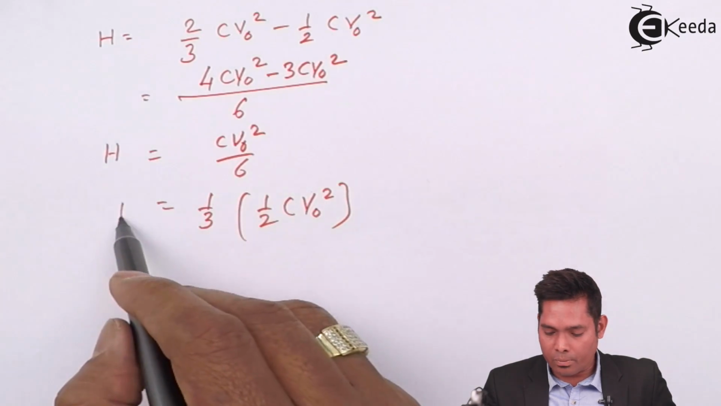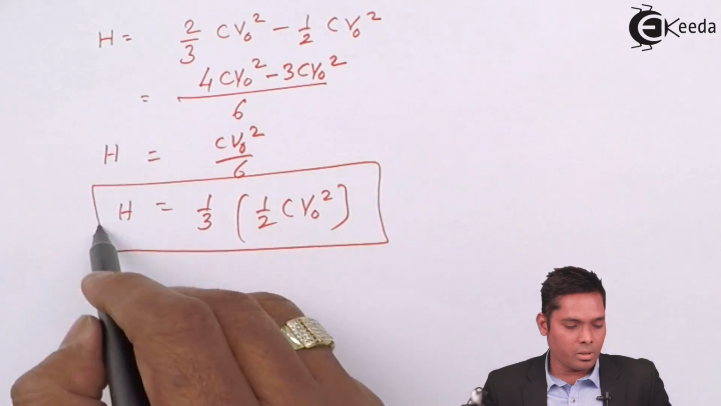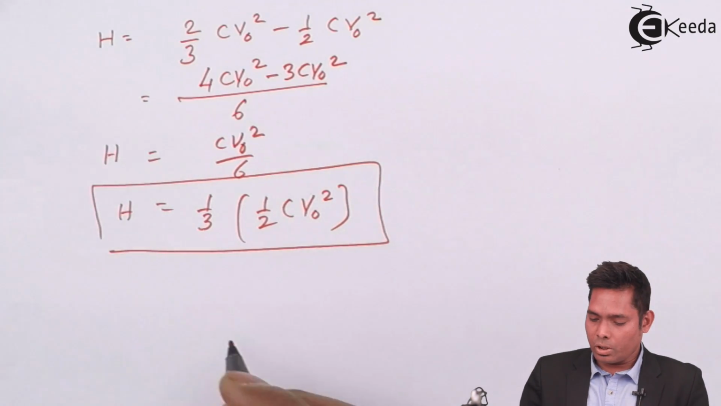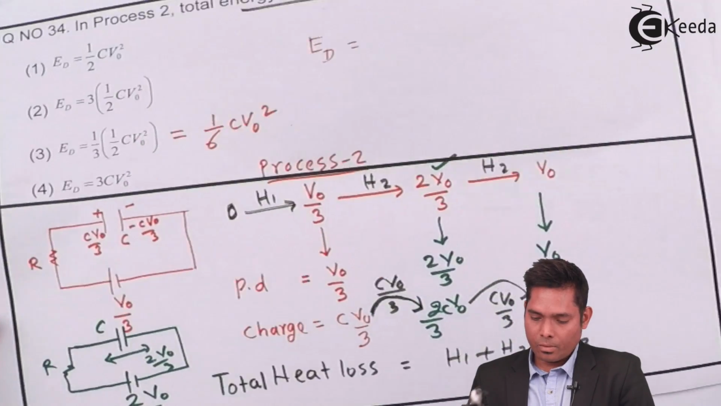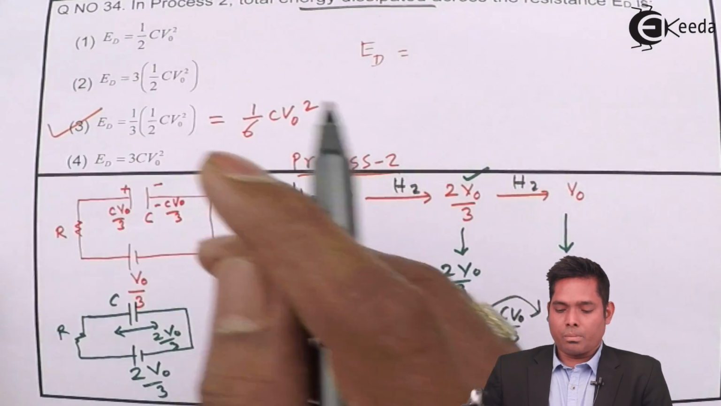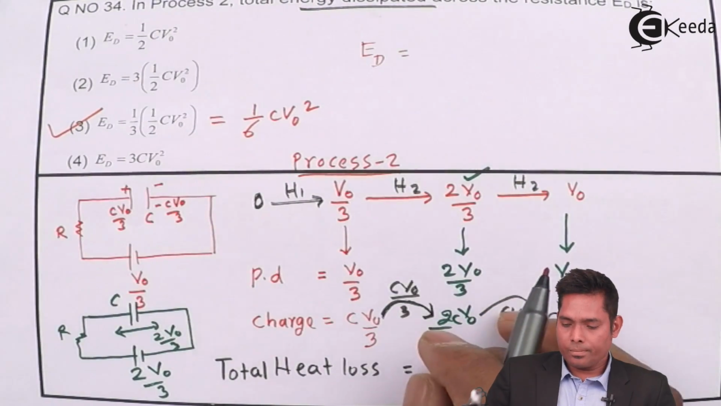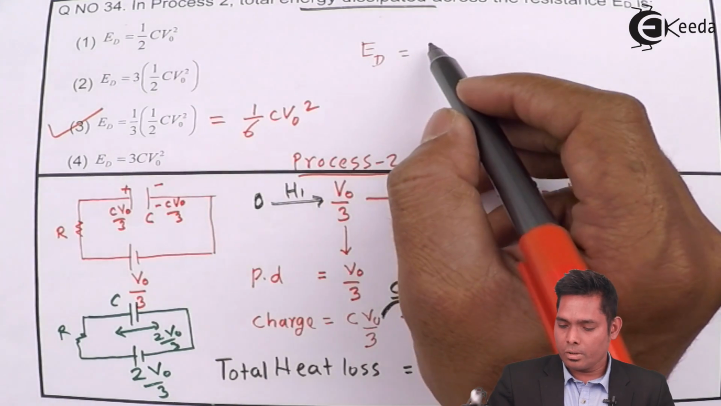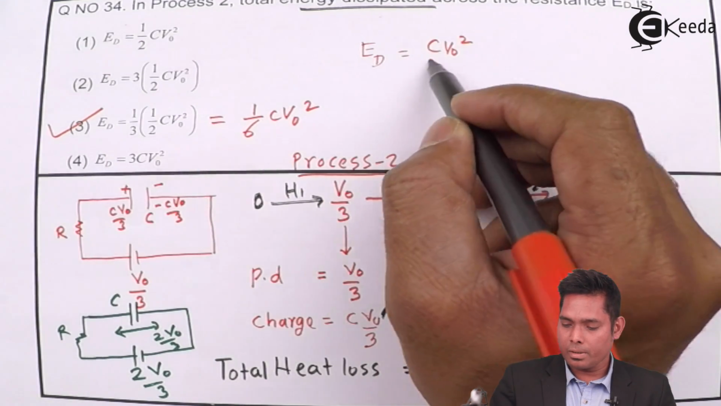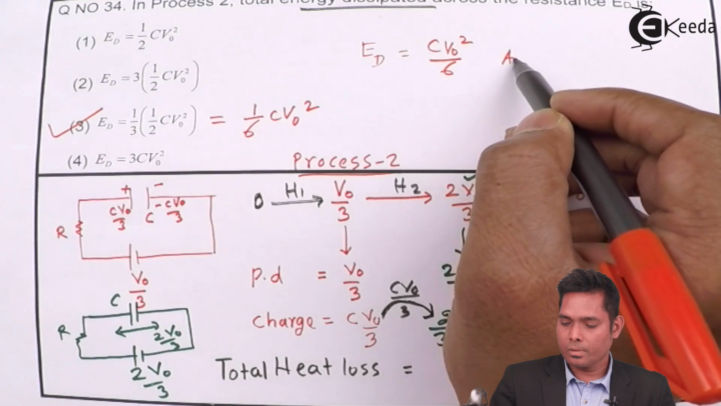Therefore, this is the answer to this question, and option number 3 is correct. Option number 3 is correct. So the heat is CV naught square divided by 6. This is the answer.